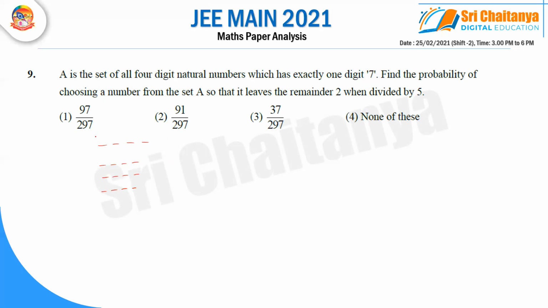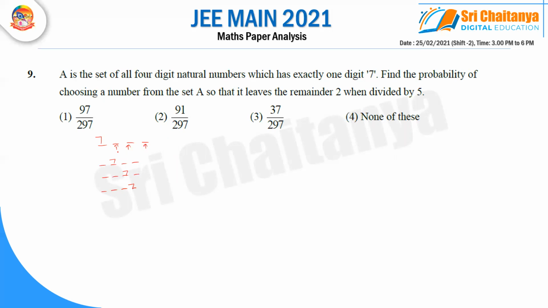Like how many numbers will be there in the sample space. So I'm assuming 7 is in the first place. So this slot can be filled in 9 ways, 8 ways, 7 ways, if I'm taking no repetition. But let us check the question, which says find the probability of choosing a number.